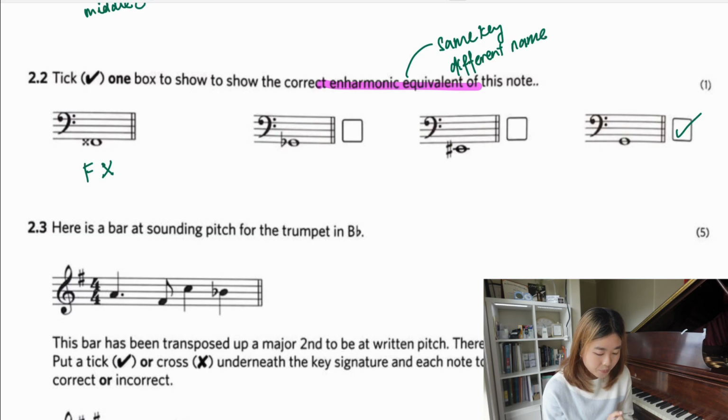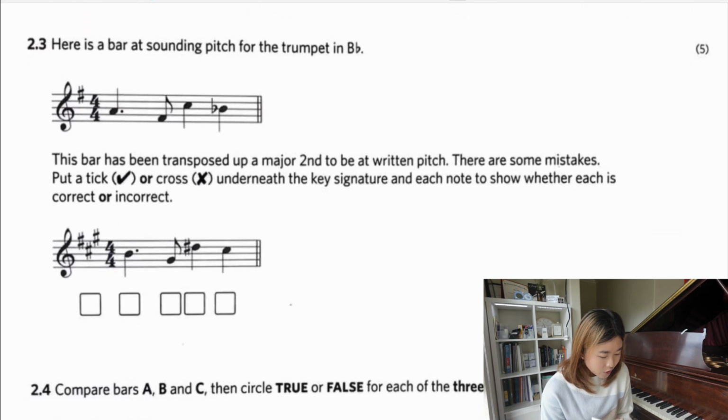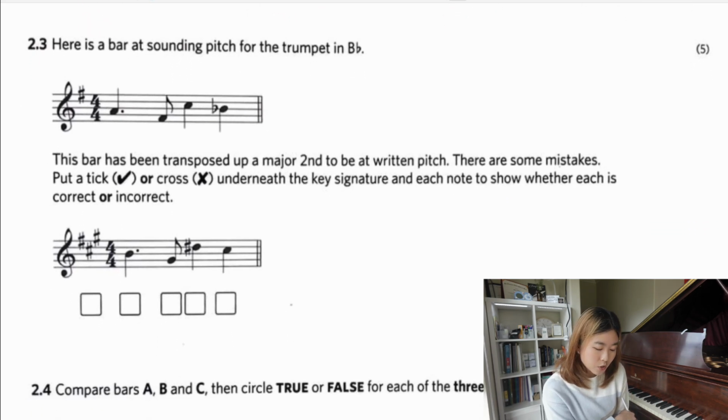So that's called an enharmonic equivalent. Next one, 2.3. Here's a bar of sounding pitch for the trumpet in B flat. A trumpet is a transposing instrument. What you see is not what you hear from the score, so we have to transpose our music to find the actual sound.